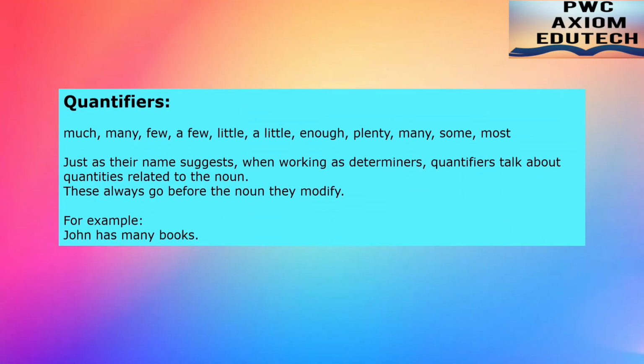So let us learn about quantifiers like many, much, few, little, a little, enough, plenty, some, most. These are called quantifiers. Just as their name suggests, when working as determiners, quantifiers talk about quantities related to the noun. They always go before the noun they modify. For example, John has many books.